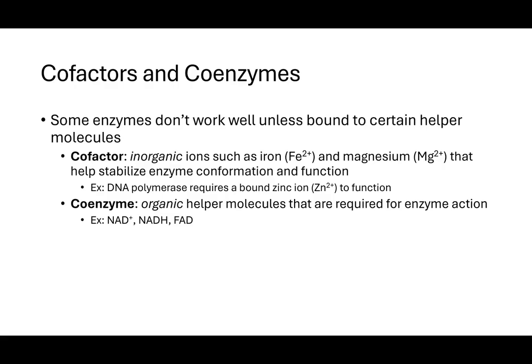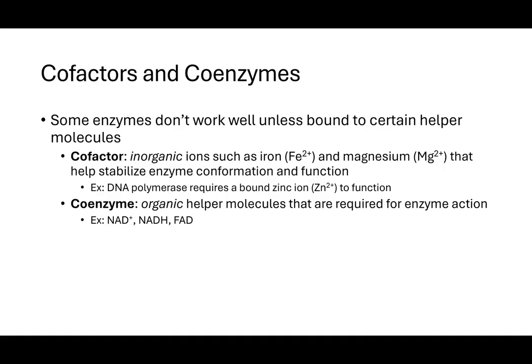So an example of this is the enzyme DNA polymerase, which does the copying of new strands of DNA. It absolutely requires a zinc ion bound to it in order to function. Without that zinc ion, it is not going to do its job.